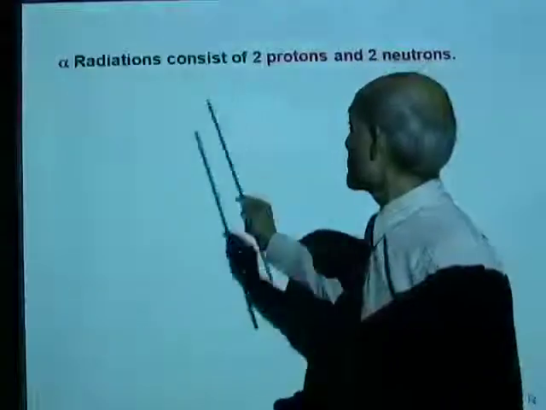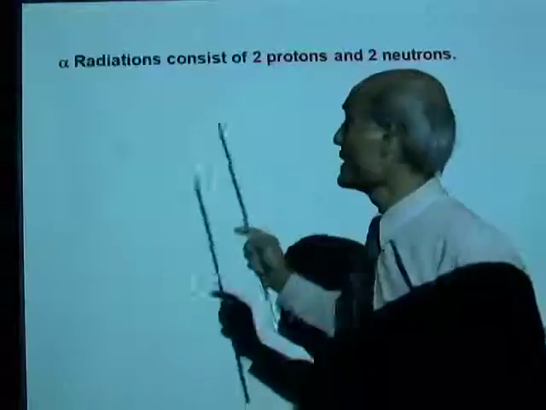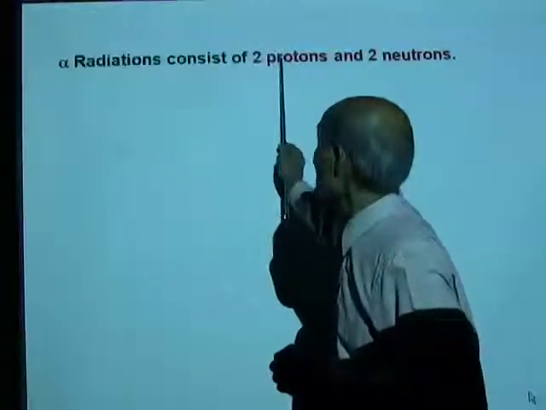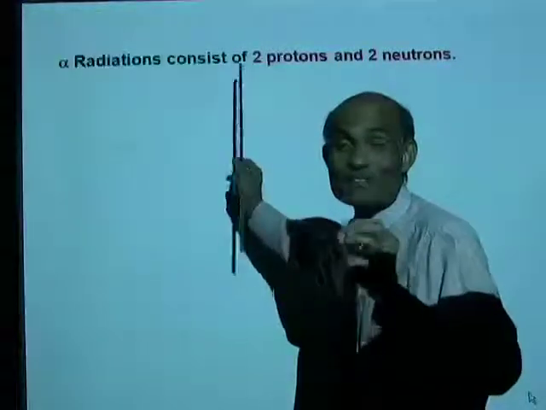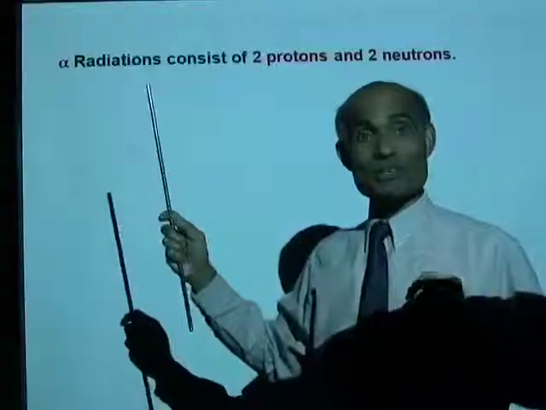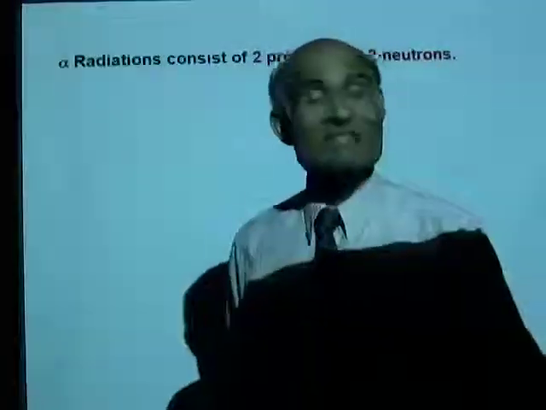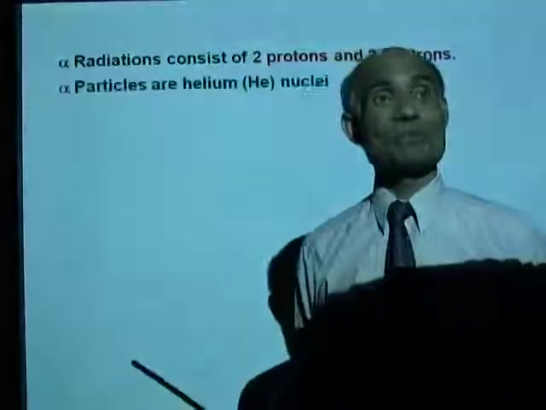Therefore, if 2 protons and 2 neutrons are thrown out, it means the atomic number of the remaining nucleus will be 2 less than the atomic number of the original nucleus, and the mass number will be 4 units less than the mass number of the original nucleus.